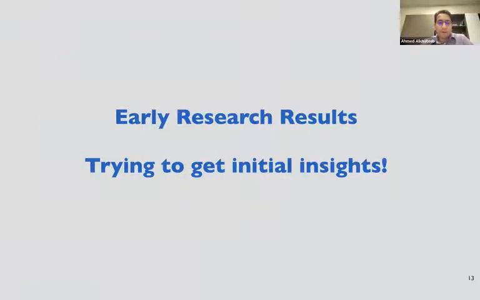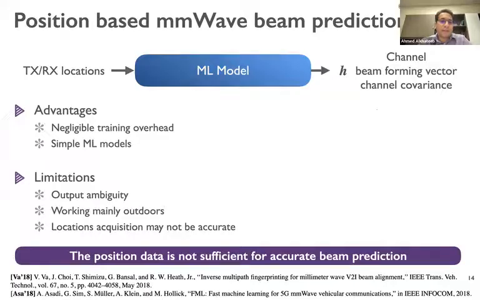So to start, I think addressing these interesting directions is first to refer to some early research results that try to get initial insights about different pieces of this vision. The first modality that could come to mind is position, right? If the infrastructure knows the position of the user, then it could potentially leverage this position information to design the beamforming vector, especially in line of sight conditions.